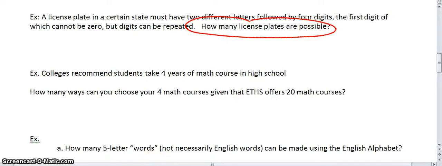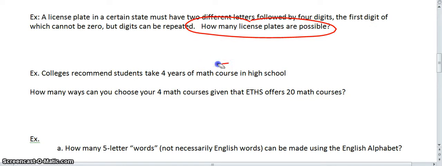So you first may want to decide, is this a permutation or combination? And hopefully you're thinking permutation because order matters. A license plate that has the first 2 letters as AR is different than a license plate that has the first 2 letters of RA.